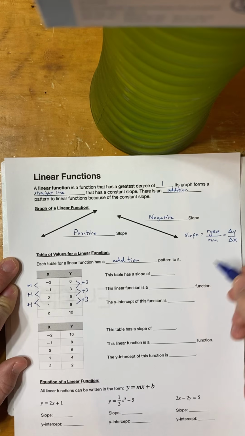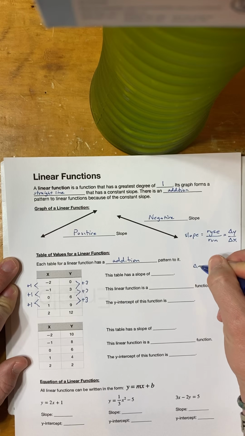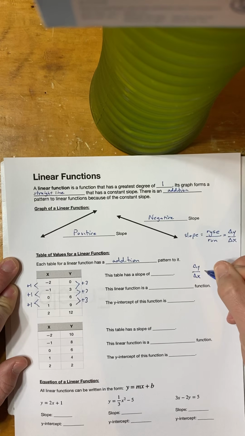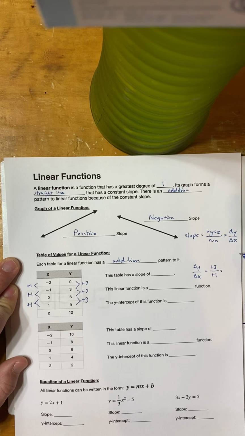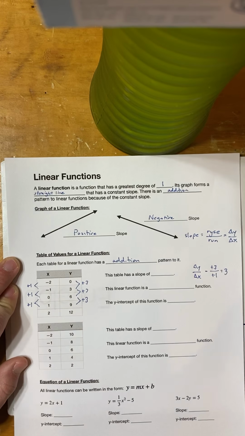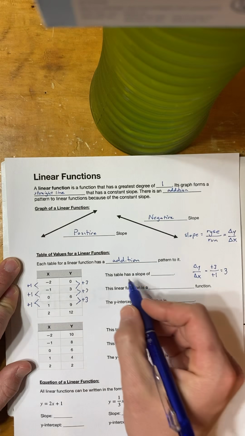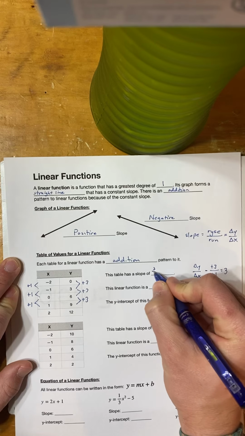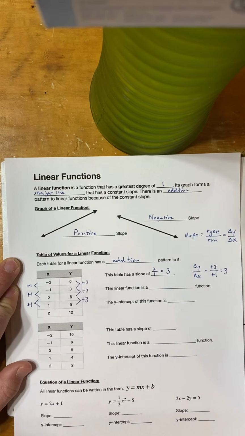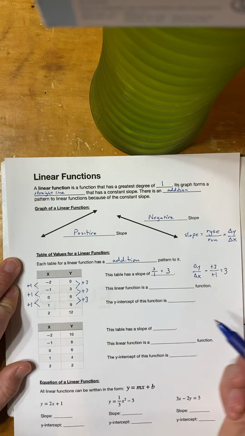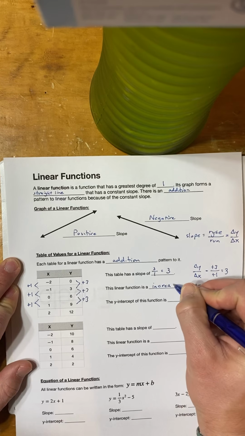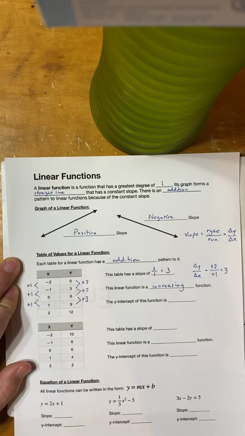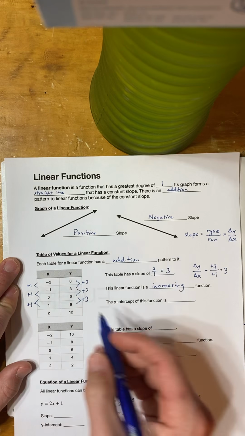All right, so just like we said over here, it's my change in y over my change in x, which in the top table of values would be plus 3 over plus 1, which gives me a slope of 3. So this table has a slope of 3 over 1, which is equal to 3. All right, this linear function is an increasing function, all right, which means that it is going up, and then it has a y-intercept.